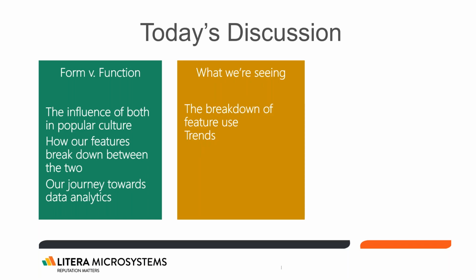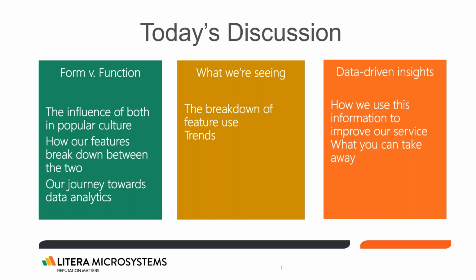Then what we're seeing, so that will just be a breakdown of different features and what we're seeing in regards to that and how that links back to form and function, and also some of the trends that this can tell us. And then towards the end, what this data actually tells us and how we can use it, as well as some of the things that can be taken away from this session.